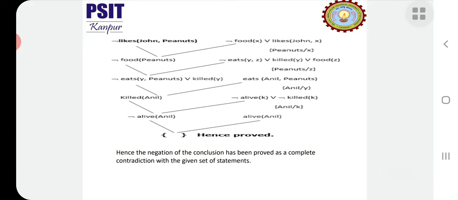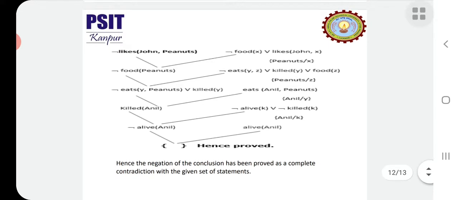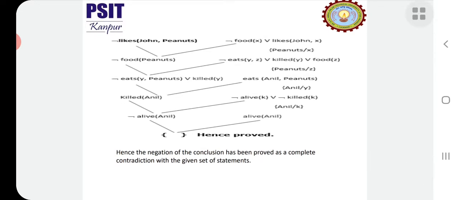Now you will check this statement. You will find eats(Anil, peanuts). Now eats will be cancelled out. So the remaining part is killed(Anil), not negation. Now killed(Anil), you have to check negation killed, right? Before this, we had negated statements like negation likes, negation food, negation eats. So what we were doing, we were searching for non-negated statements. But now we have killed(Anil), that means now we have a normal statement, so we have to search for negated killed.